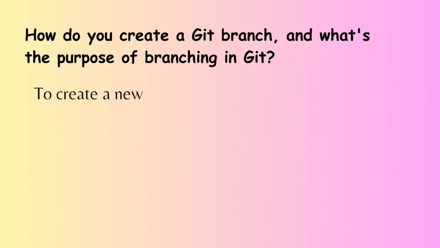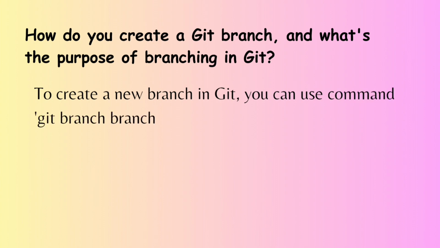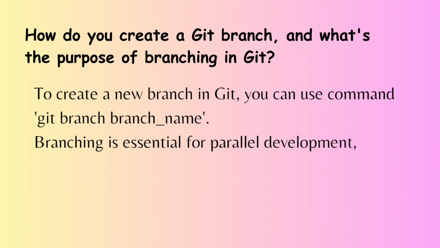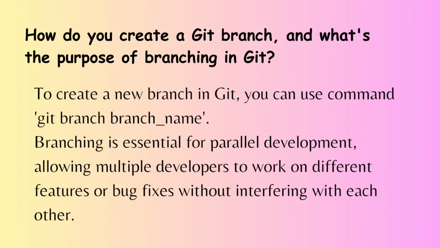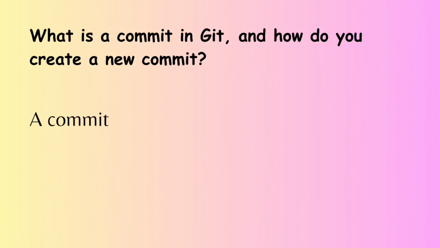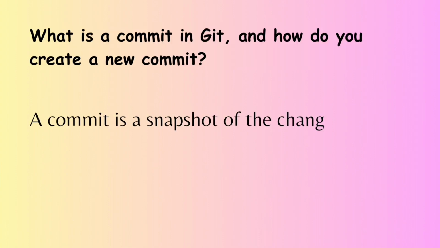How do you create a Git branch, and what's the purpose of branching in Git? To create a new branch in Git, you can use git branch branch_name. Branching is essential for parallel development, allowing multiple developers to work on different features or bug fixes without interfering with each other.